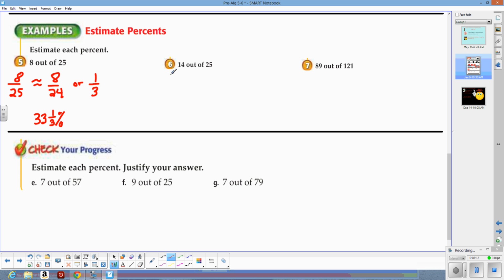Number 6, 14 out of 25. I would probably change that 14 out of 25 to being 15 out of 25. And if you simplify 15 out of 25 by dividing the numerator and denominator by 5, you'll get 3/5. 3/5 as a percent is the same as 30 out of 50 or 60 out of 100, which means it would be 60%.